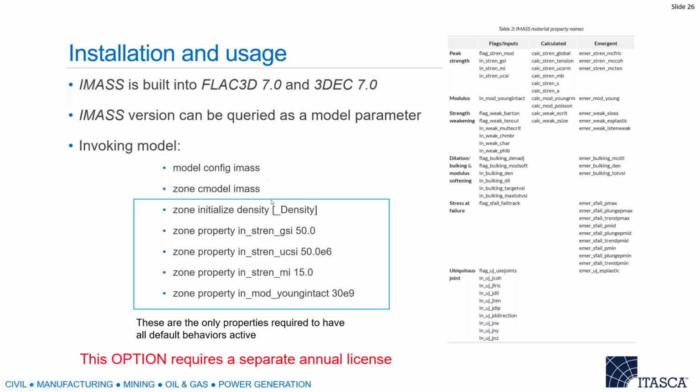To invoke the model, as you can see, we are configuring IMASS, assigning the model, and we only need to specify these 5 properties to engage all the default behaviors on the zone. Obviously, you need to calibrate the model depending on your application, but we didn't want it to be a confusing constitutive model for the users. You can see we have a lot of properties in this constitutive model, but just to get started for a simple model, these are the only 5 properties that you need.